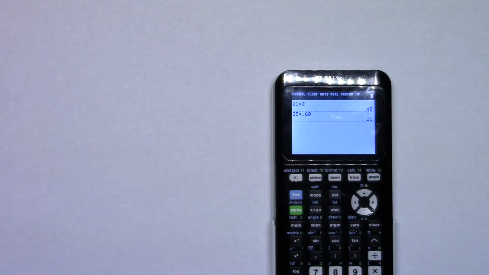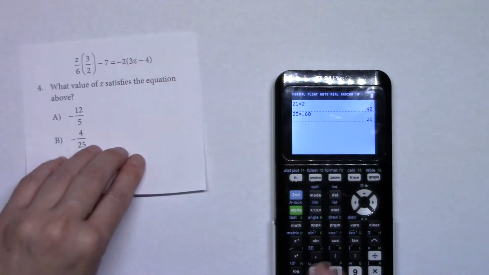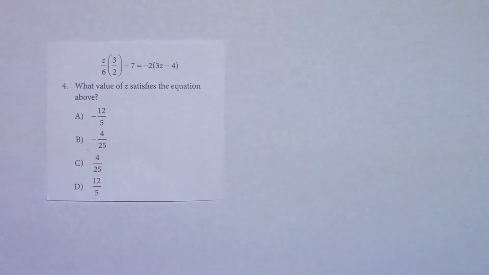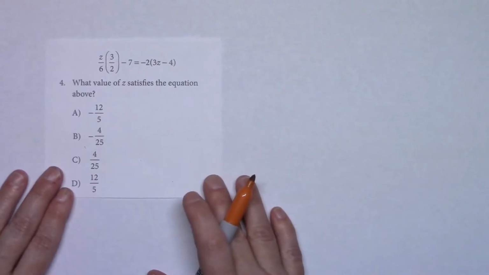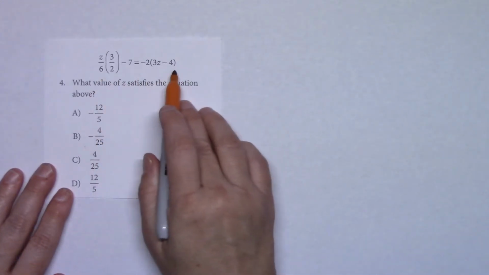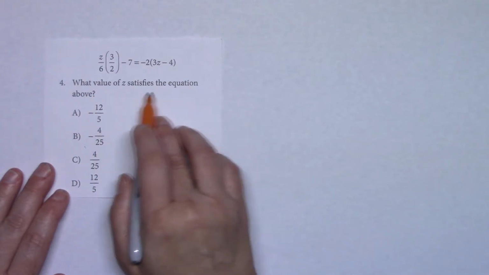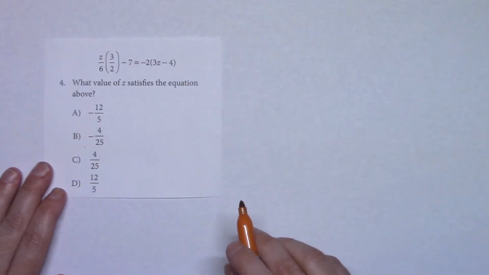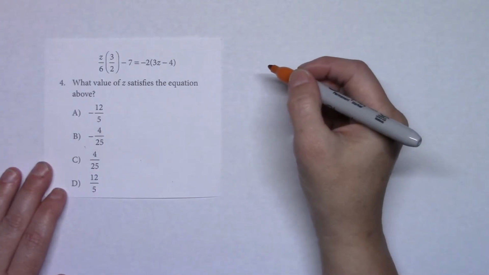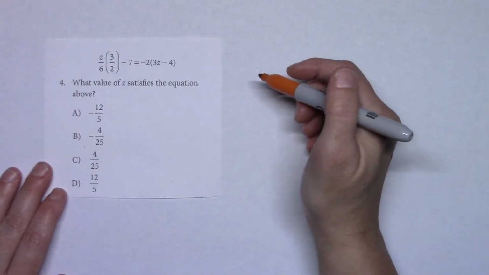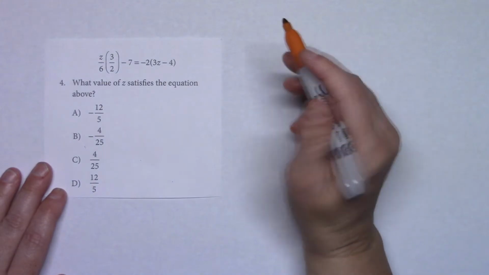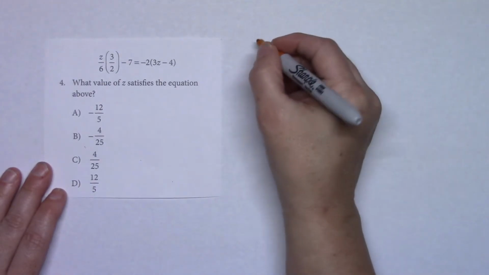Okay, let's go to a fourth question. Alright, no longer a calculator question, so we'll put that up. Here we've got an equation, and it says what value of Z satisfies the equation above. In the section that deals with linear equations, this is going to be very, very common.